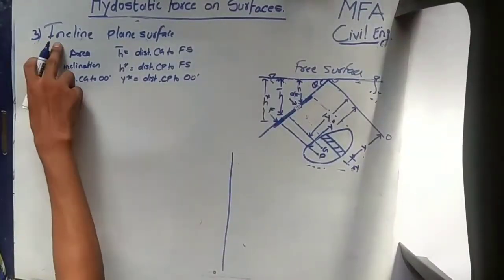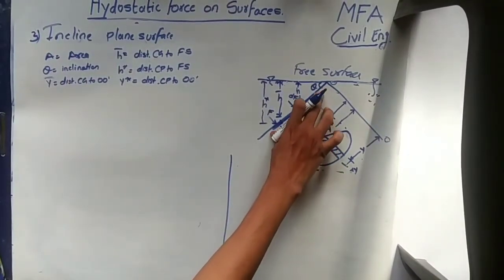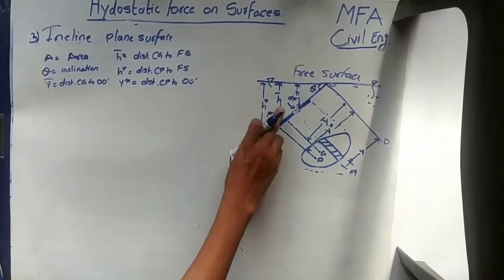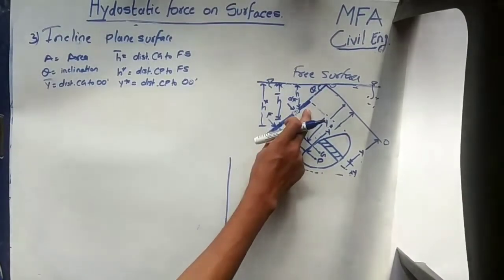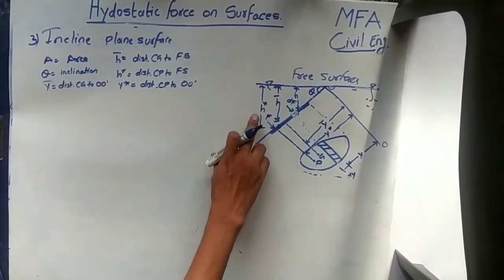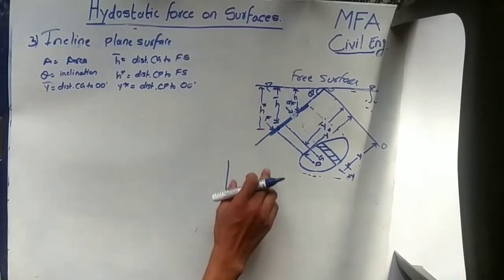Now the third case is an inclined plane surface. Consider one plane surface which is inclined at an angle theta with respect to the free surface, and let A be the area of this plane surface, h bar the distance from the center of gravity to the free surface, and h star the distance from the center of pressure to the free surface.